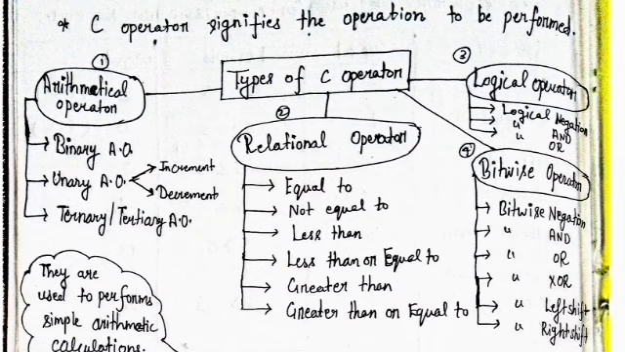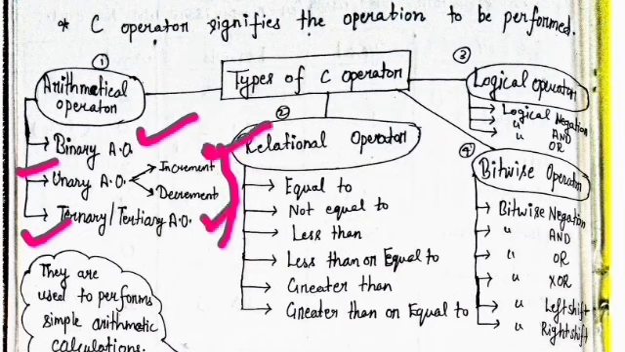Now come to the more simplification and clarification of this one by one. This type of operator is further divided into various categories. Like your first, arithmetical operator, is divided into the binary arithmetic operator, unary arithmetic operator, and ternary or tertiary arithmetic operator. Now here unary operator is also divided into two parts, that is your increment and decrement.